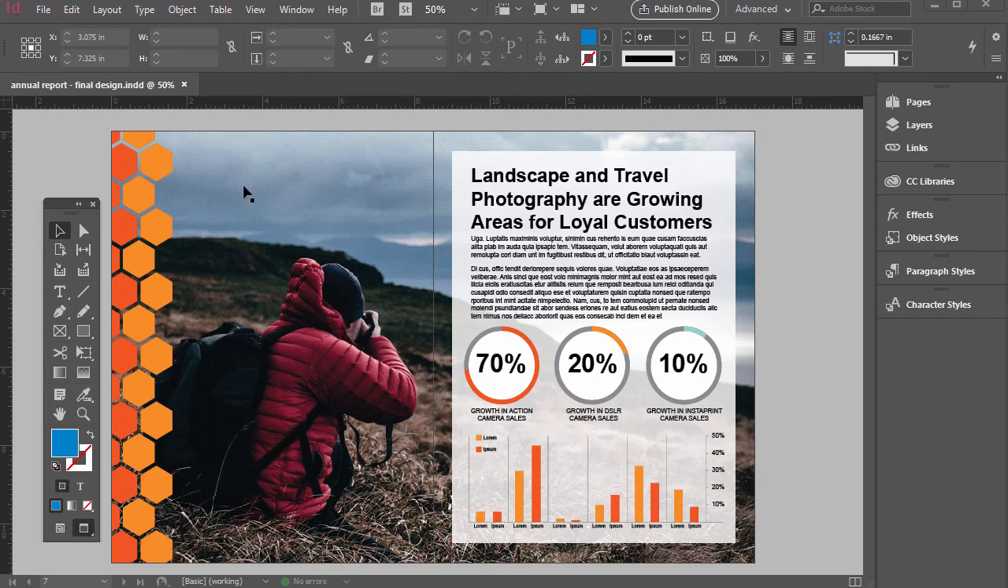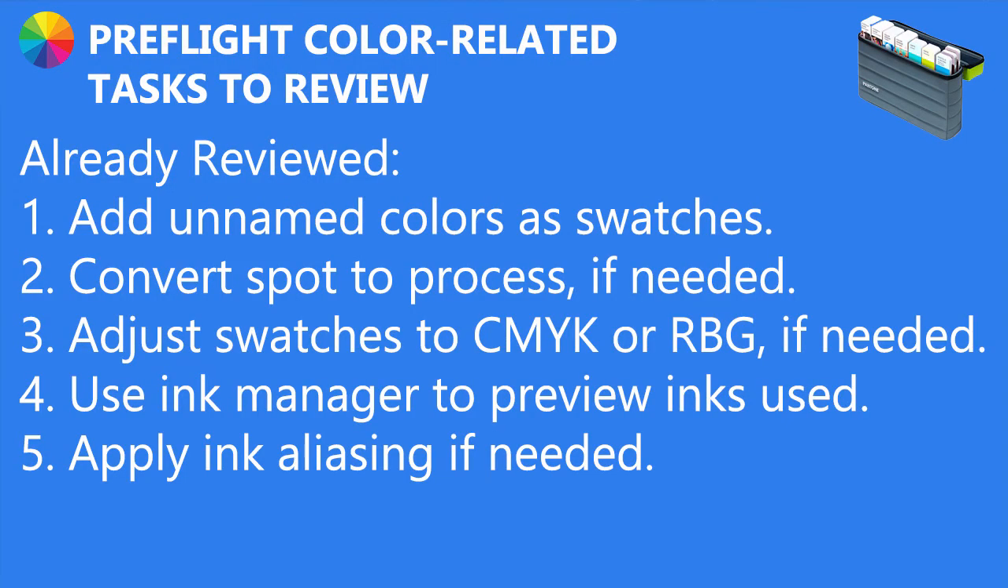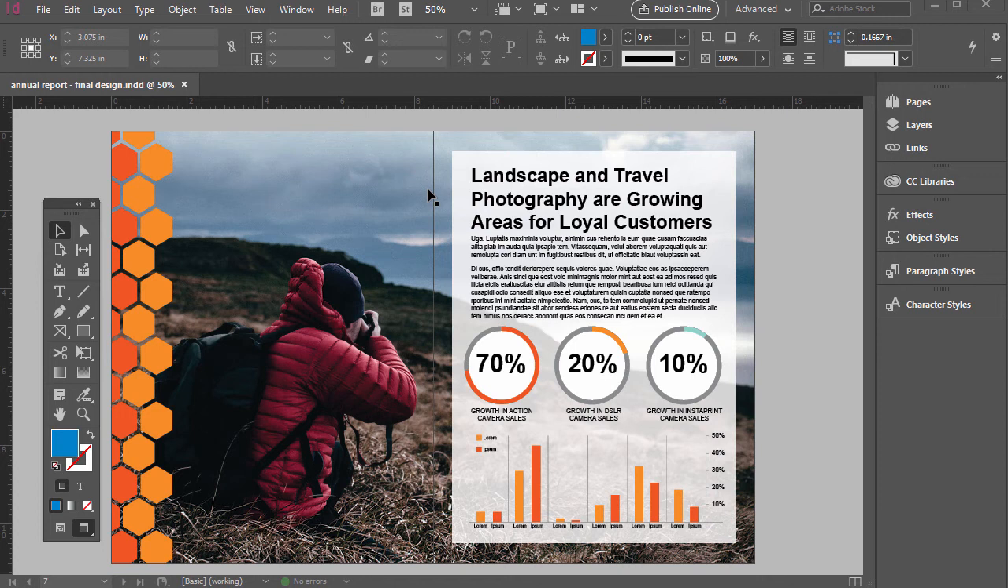When we're ready to print or export an InDesign file, it's important to go over some pre-flighting options. And in this section, I'm not going to go over some of the color considerations we already covered in the previous section on advanced color considerations. For example, adding unnamed colors to swatches, converting spot colors to process, adjusting swatches to CMYK or RGB depending on the output, and also the ink manager and ink aliasing if we needed to do that before we printed or exported. So go over those video lessons.